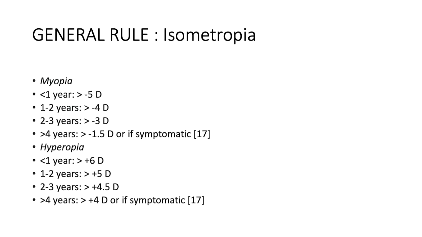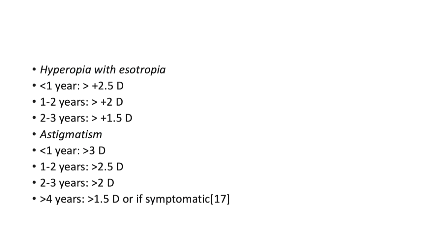So there is a general rule for isometropia. You have to correct the child if the child is less than 1 year and the myopia is more than -5 diopter. As the child grows up, your threshold also reduces. For hyperopes, again, a child with more than 6 diopter has to be corrected even if the patient is asymptomatic. And as the child grows up, you have to correct accordingly. Hyperopia with esotropia, again, our threshold will reduce for giving glasses.